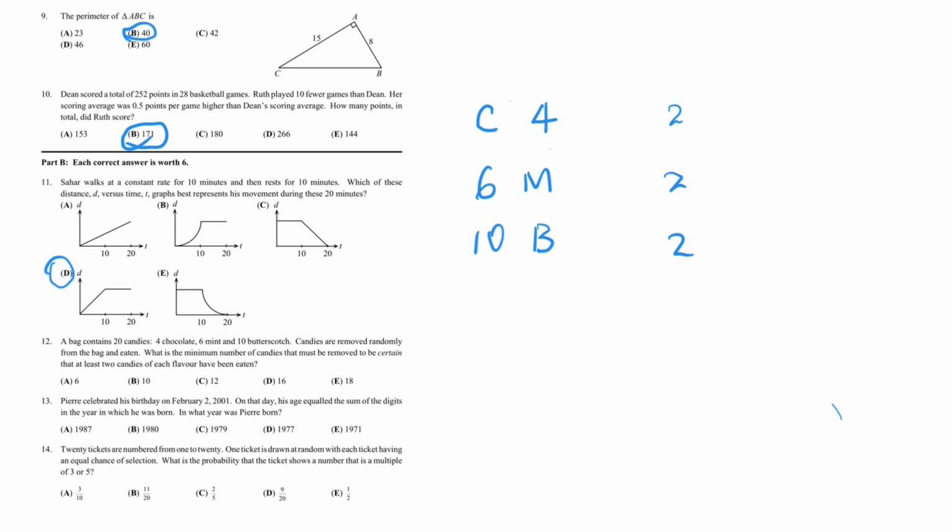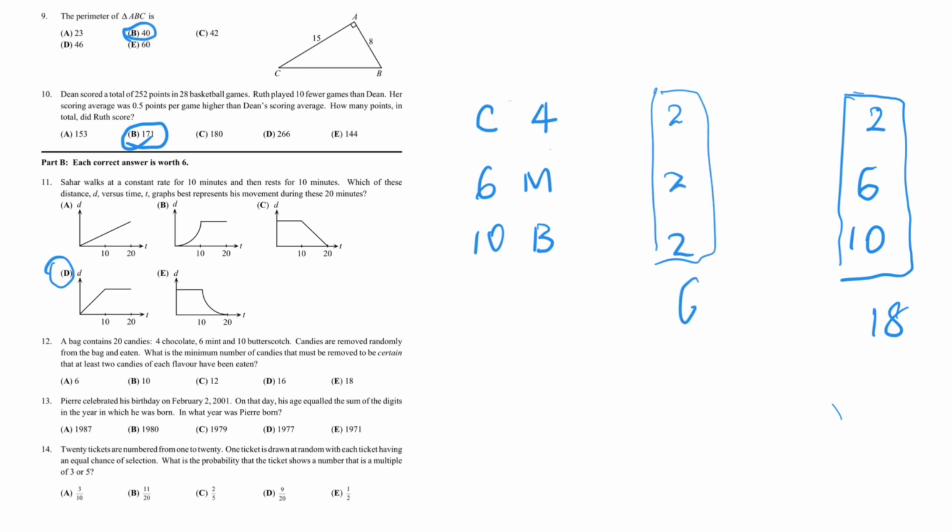But if we are not lucky enough, we remove 10, and they are all butterscotch. We also remove the 6 mint, that's 16, and still no chocolate. So at least we must remove another 2. That's the really bad situation. We must remove 18. In the very lucky situation, we remove 6, but they ask to be certain of 2 of each. So the answer is E.